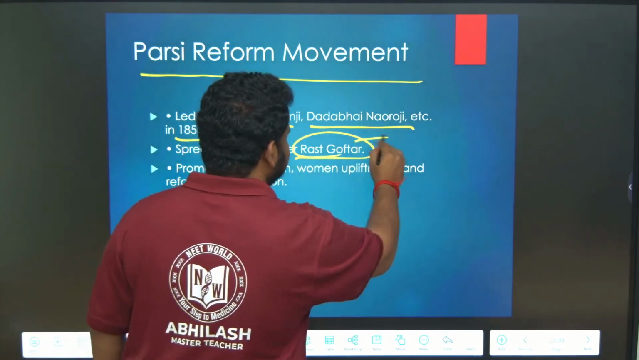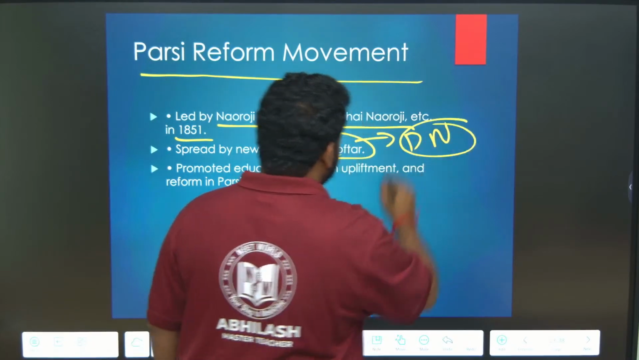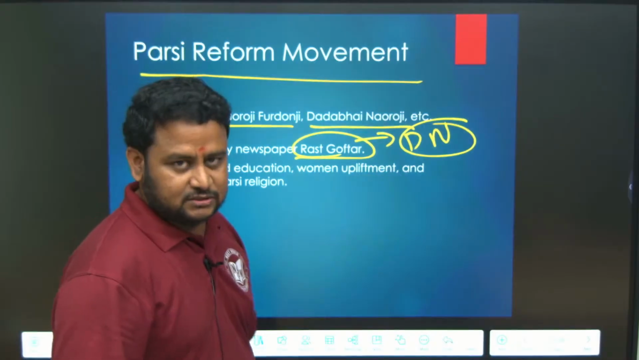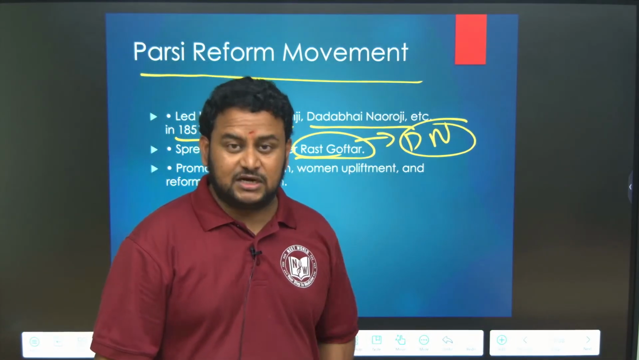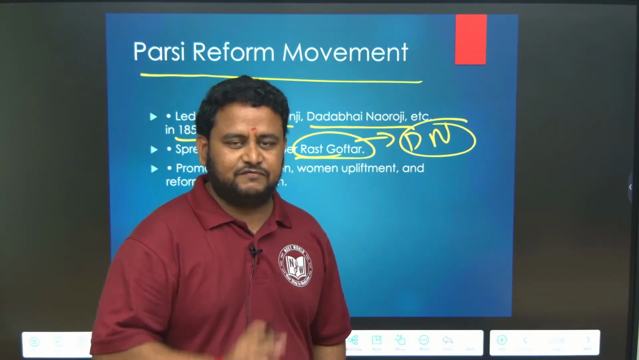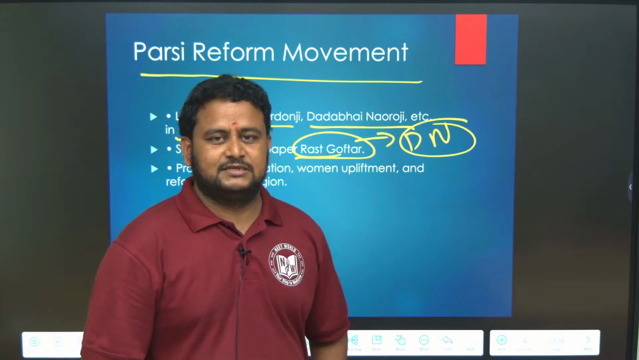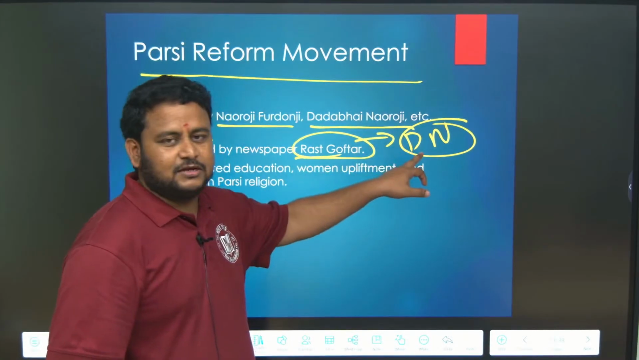Rast Goftar newspaper was started by whom? Dadabhai Naoroji. You have to remember this. Rast Goftar has been asked in various examinations. This newspaper was started by Dadabhai Naoroji, not Mahatma Gandhi ji. Mahatma Gandhi ji we call just out of respect, but he is not a Parsi. Clear? So Rast Goftar is Dadabhai Naoroji.